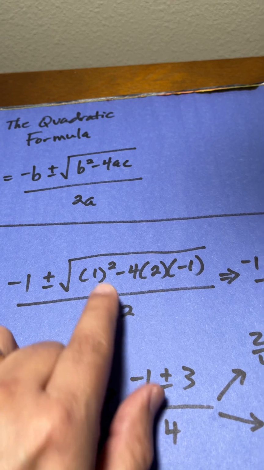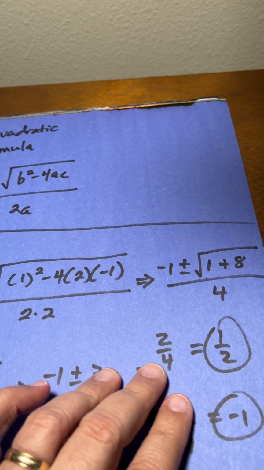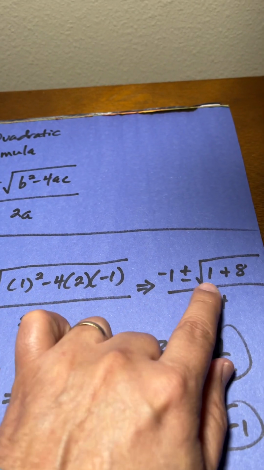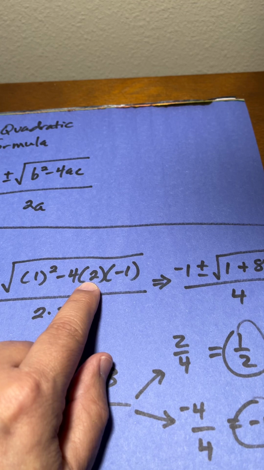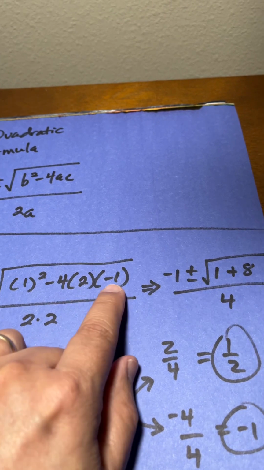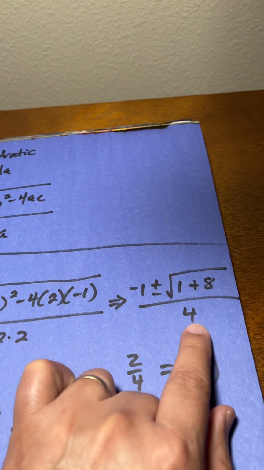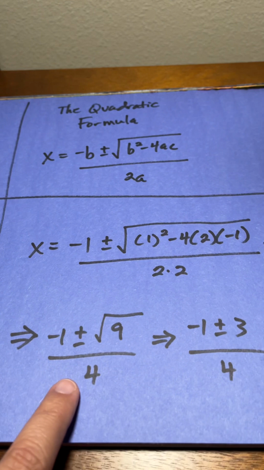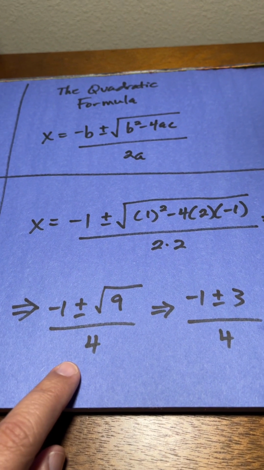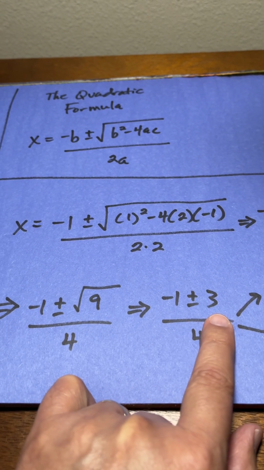Now we're going to work this part underneath the radical. So 1 squared is 1. -4 times 2 is -8. And -8 times -1 is +8. Of course, 2 times 2 is 4. So we have this. Now 1 plus 8 is 9, so I could write that like this. And the square root of 9 is just 3.